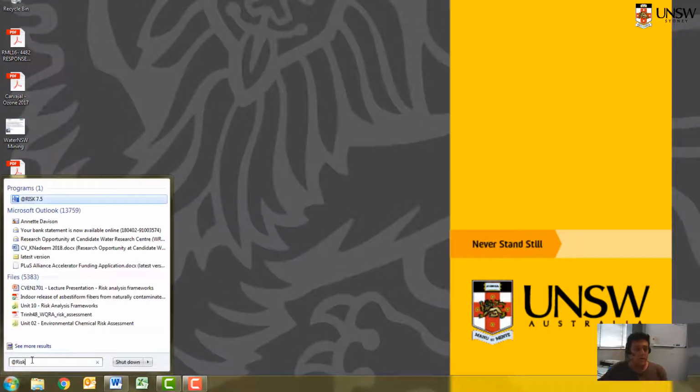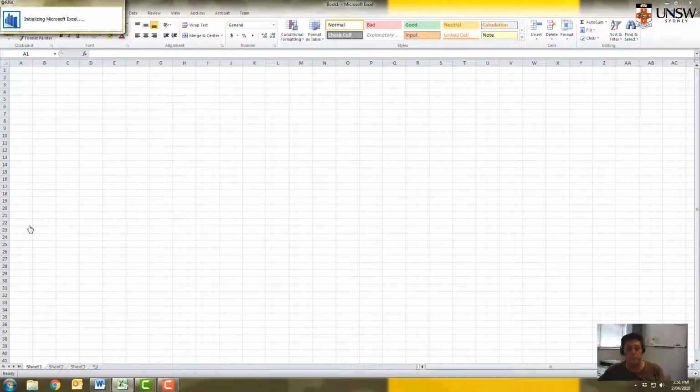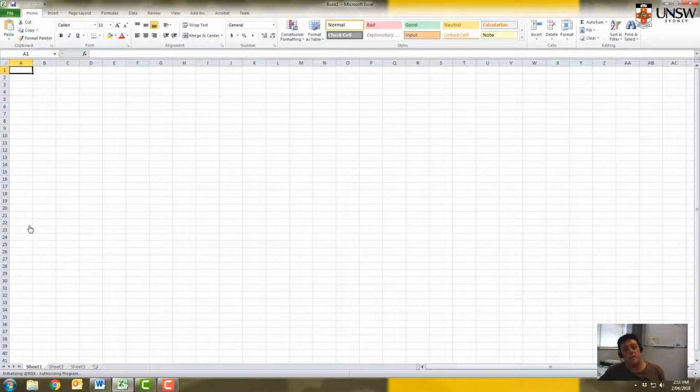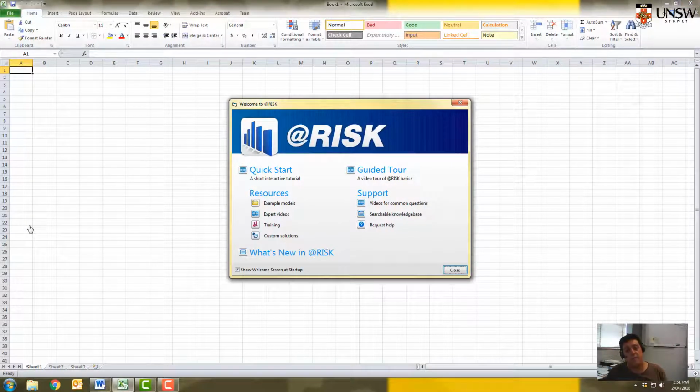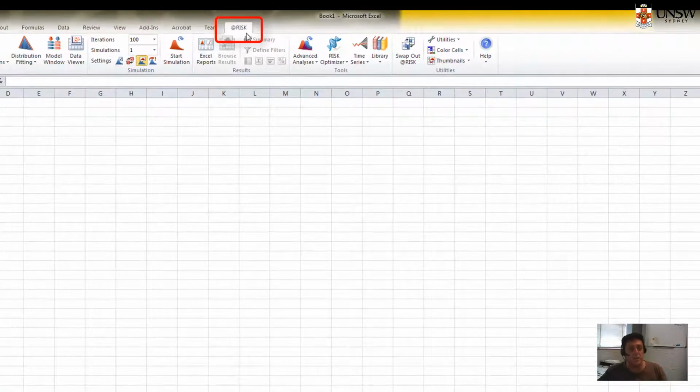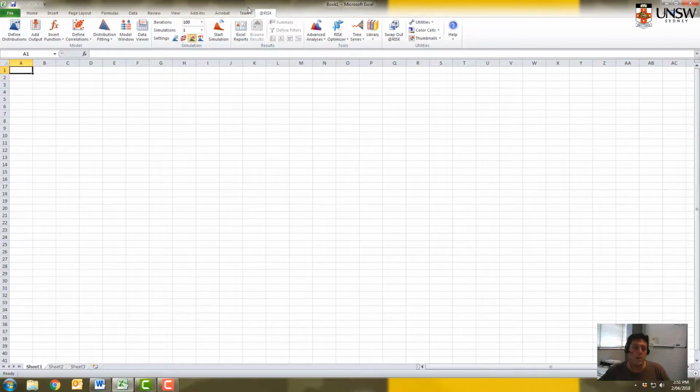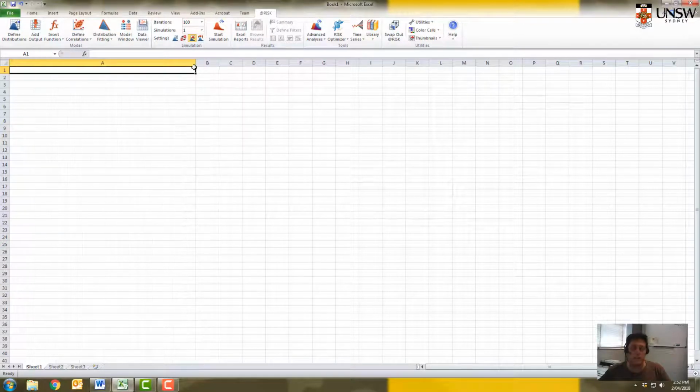So we can find At-Risk by doing a search in the start menu, and here it is. I'm running version 7.5 on my computer. And you would have noticed that what happened then was an Excel spreadsheet opened. At-Risk is in fact just an add-in to Excel. So once I press close here, you'll notice there's a new tab that's appeared called At-Risk on the Excel tab list. And this new tab has the various functions in it, some of which we'll have a look at and use for setting up and running a Monte Carlo simulation today.